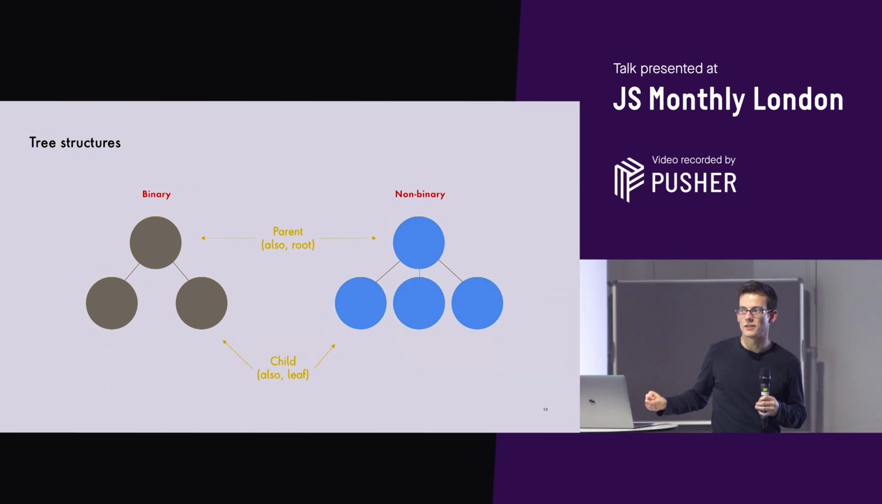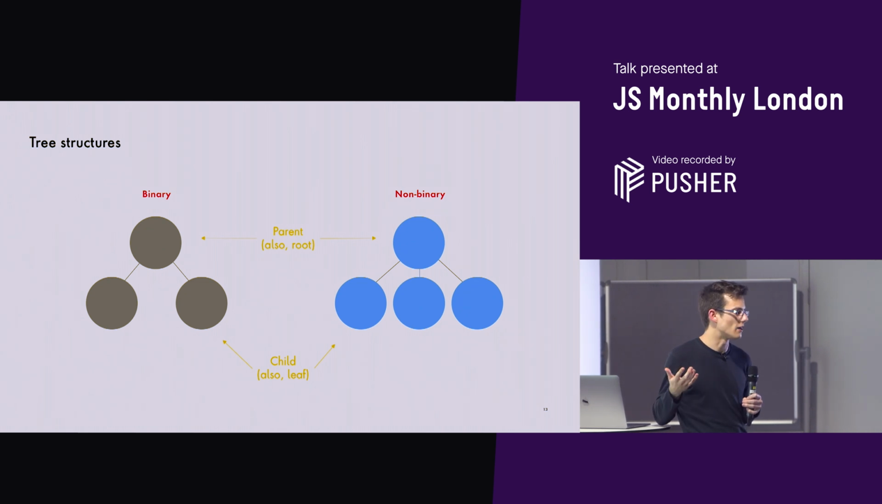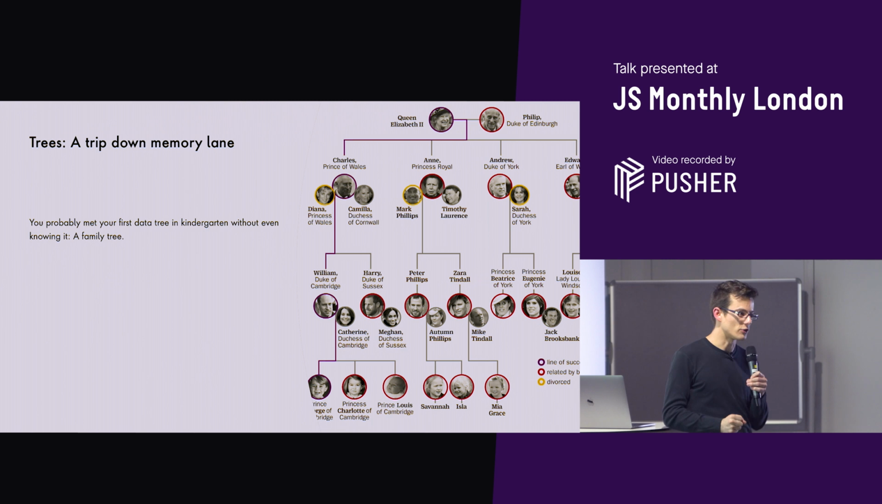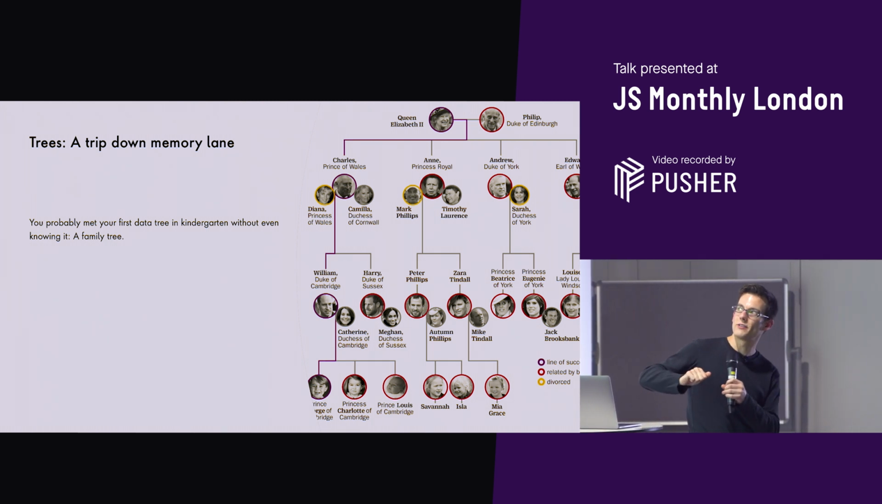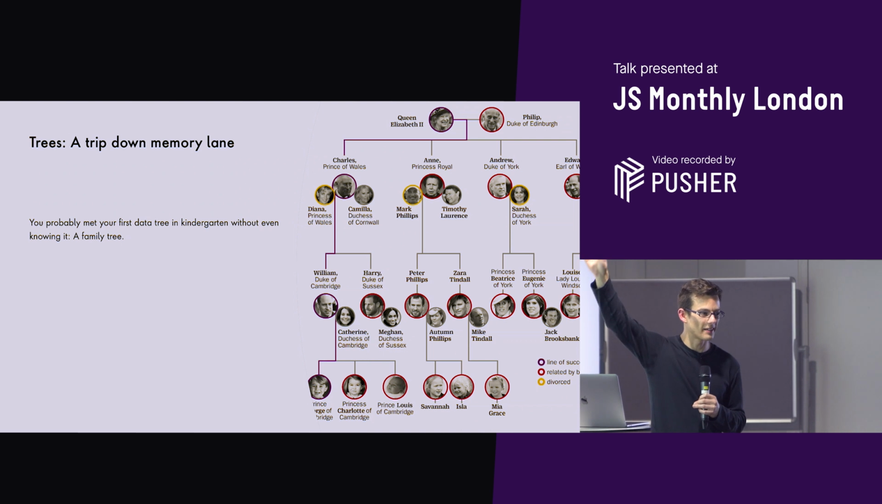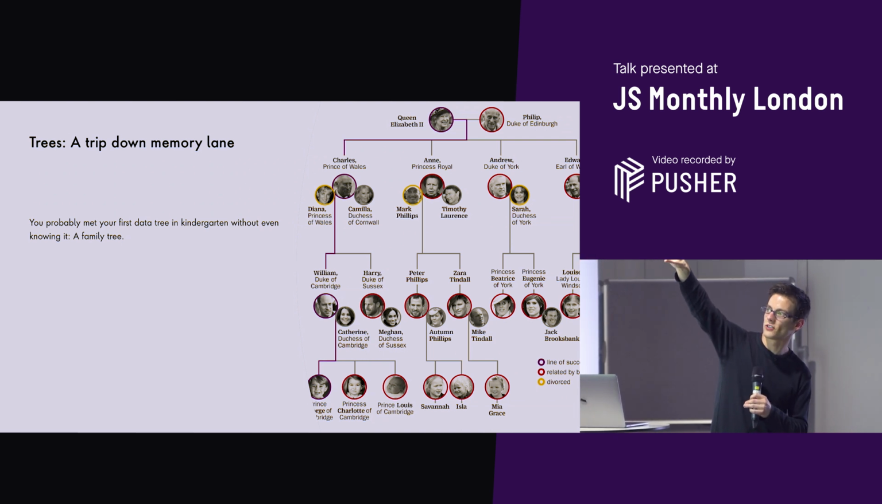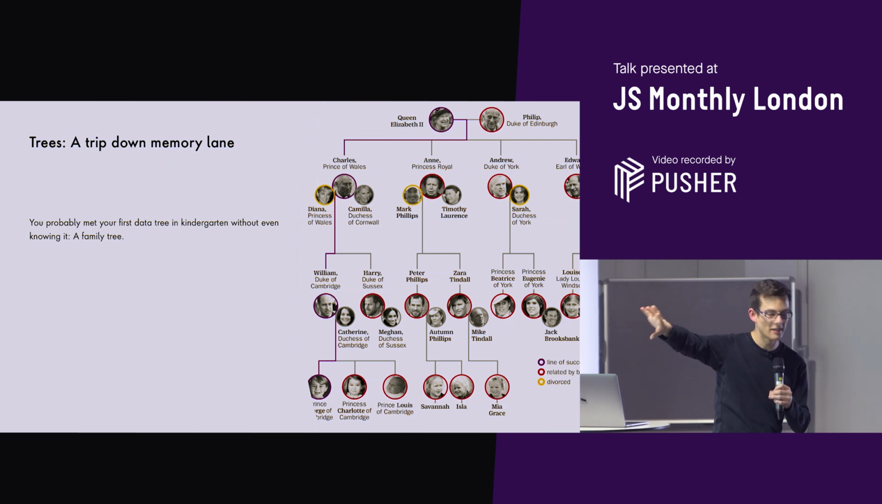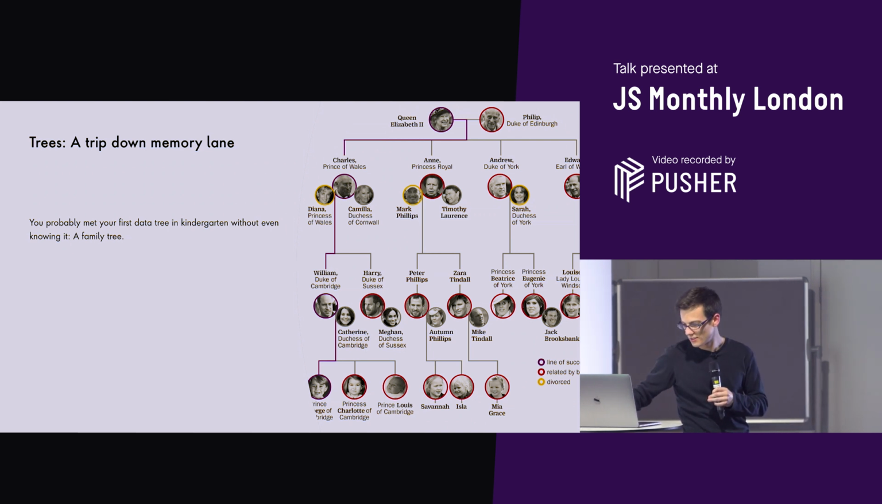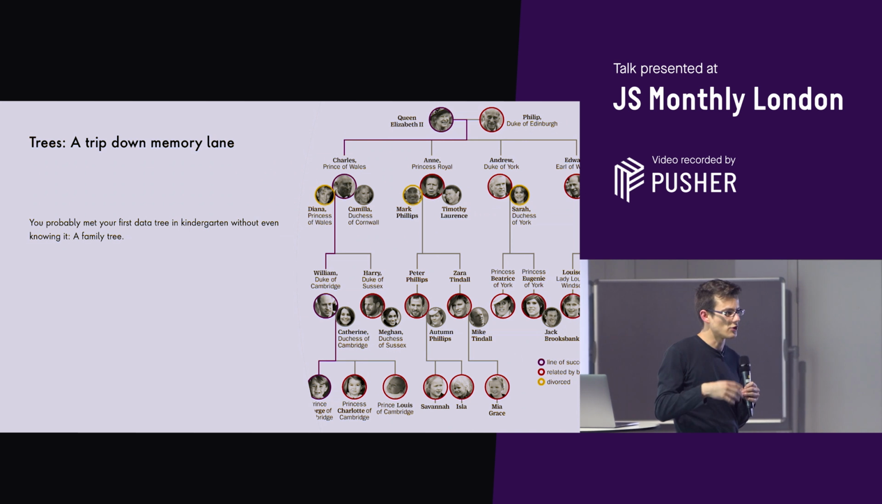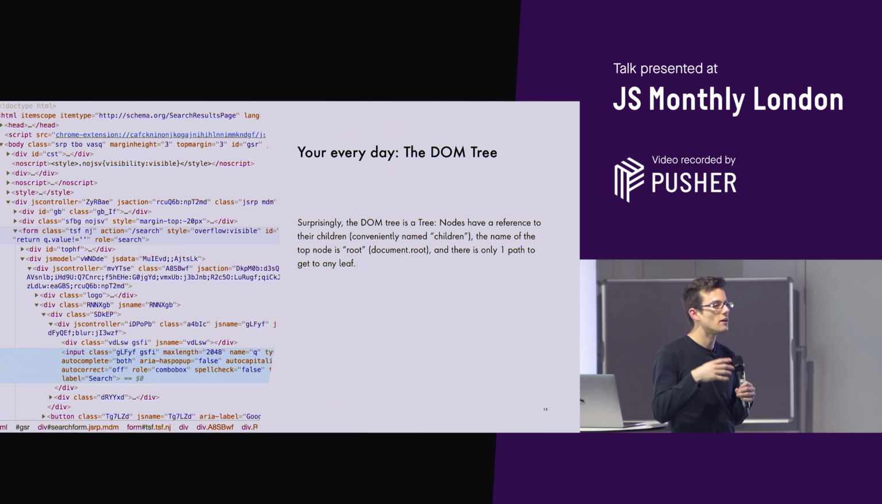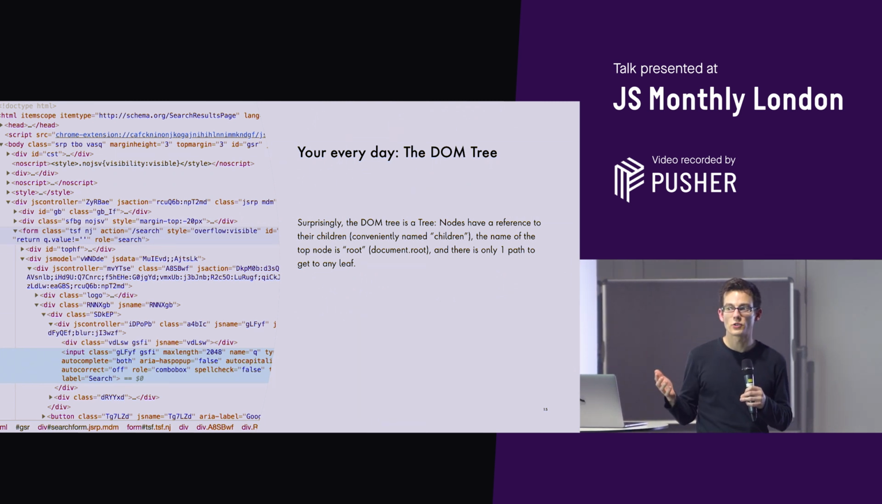So the first time you encountered a tree, you were actually probably very young, and you probably had no idea what a tree, a data tree, was at all. It's a family tree. So a family tree literally has parents and literally has children. These children then go on to have maybe their own children, and they all have some kind of relationship amongst each other. Another example of a tree that you may not have really thought about is the DOM. Surprisingly, the DOM tree is in fact a tree.